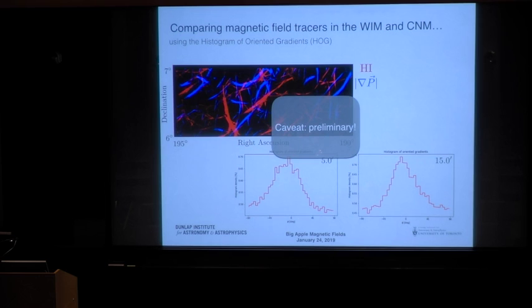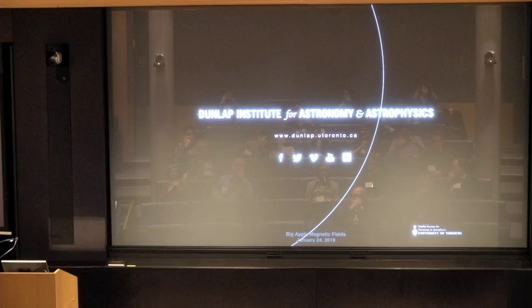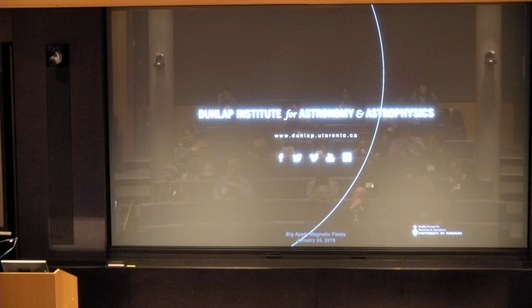Okay, yeah. So you have the velocity information with HI. Have you been looking at the total integrated intensity, or have you been binning by velocity, to see if that makes any difference?